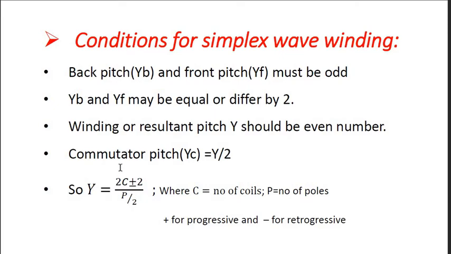So the winding or resultant pitch Y should be an even number, and the commutator pitch YC is equal to Y by 2, meaning the resultant pitch or winding pitch divided by 2. The winding pitch Y is given by (2C plus or minus 2) divided by P by 2, where C is the number of coils and capital P is the number of poles. Positive sign for the progressive wave winding and negative sign for the retrogressive wave winding.